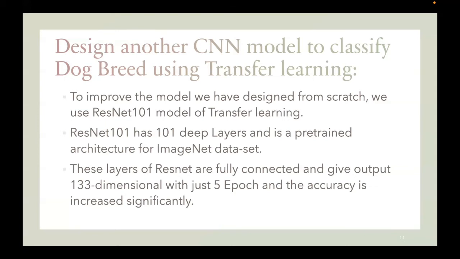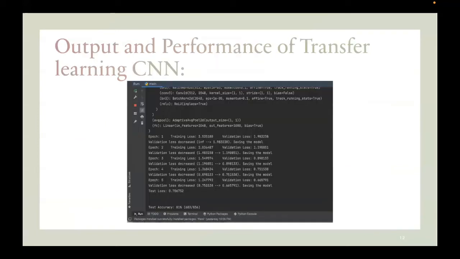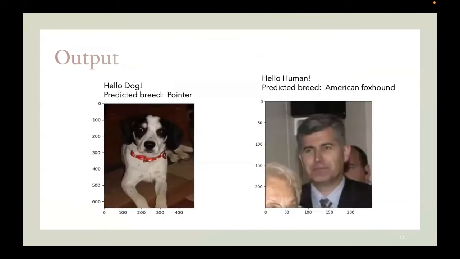After this, I have designed an algorithm using these saved pre-trained models from both the networks to detect the breed of the image. We can see the outputs here. This is the output of the CNN model, which is designed by using transfer learning. We can see that the accuracy obtained is 81%.